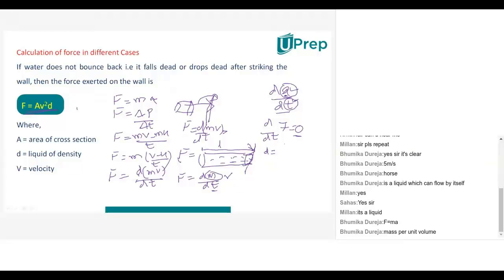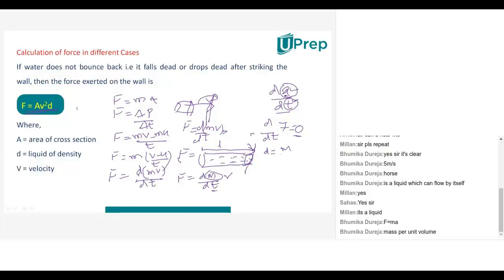Do you know what density is? Arnav? Mass per unit volume. Very good. So density is equal to mass per unit volume.